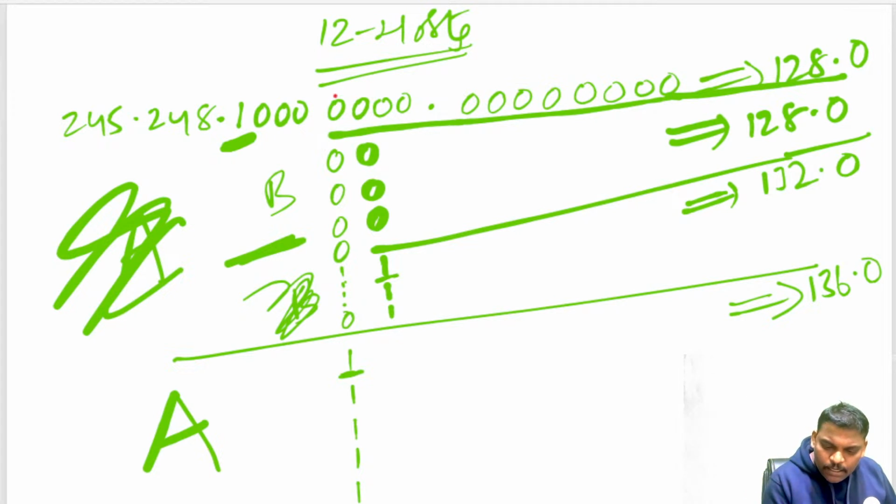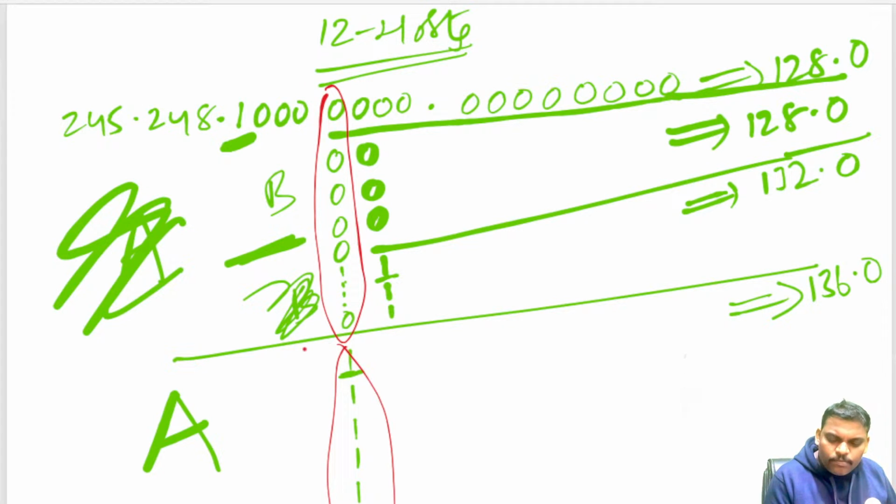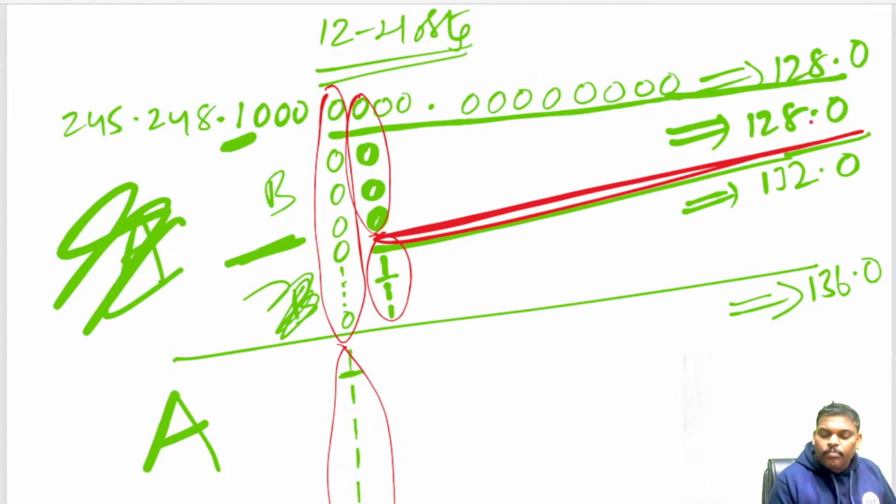See this. Here, fourth bit is 0. Fourth bit is 1. Here, third bit is 0. Third bit 1. Why have you done two parts here? Quarter. B belongs to quarter. A belongs to half. So quarter, listen, quarter having two parts. 128.0 also quarter, 132.0 also quarter. But 136.0 is half.